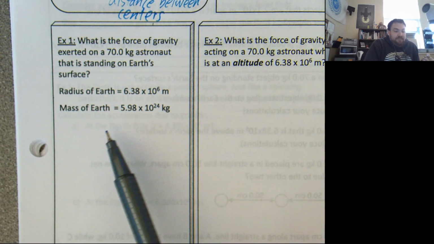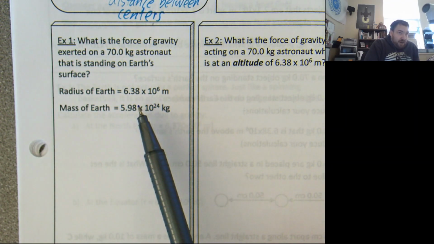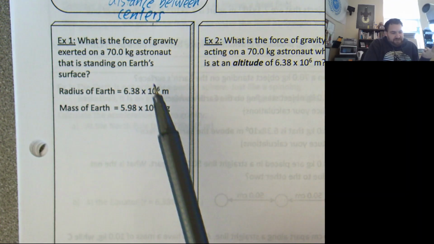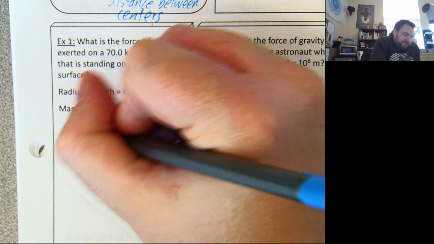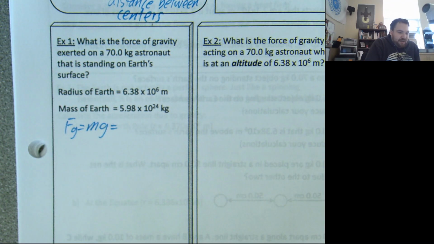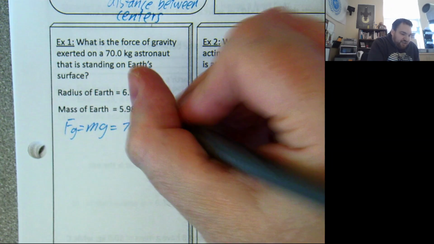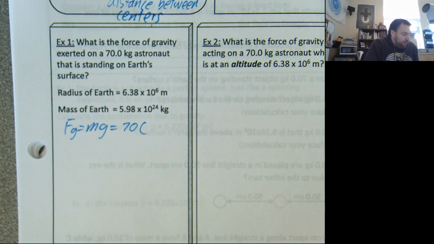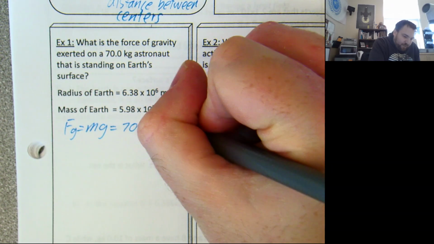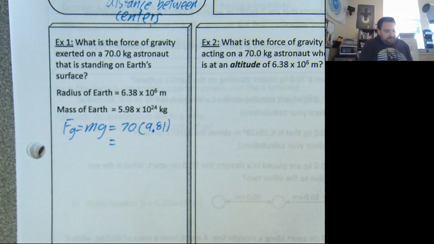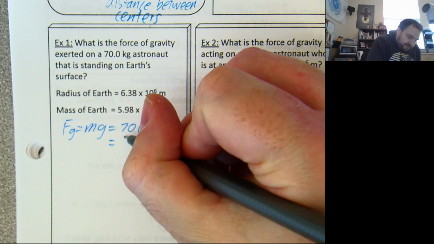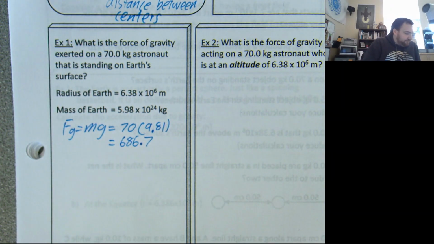Before, if I asked you to find the force of gravity on a 70-kilogram astronaut, like a couple days ago, you'd say, okay, well, Fg equals mg. The mass of the astronaut is 70. Little g at or near the surface of Earth is 9.81. And you would say, okay, here's my calculator. 70 times 9.81 equals 686.7. And you'd call her good.